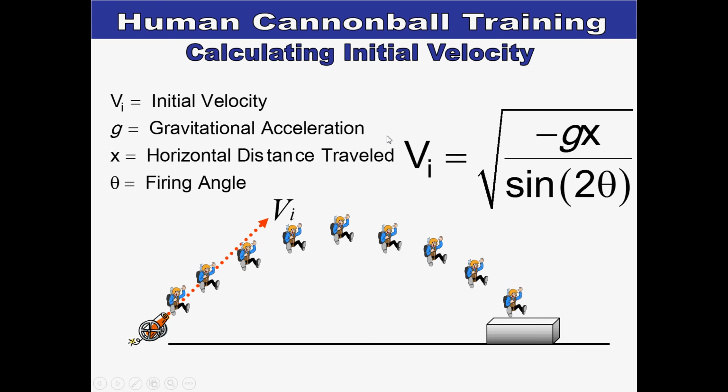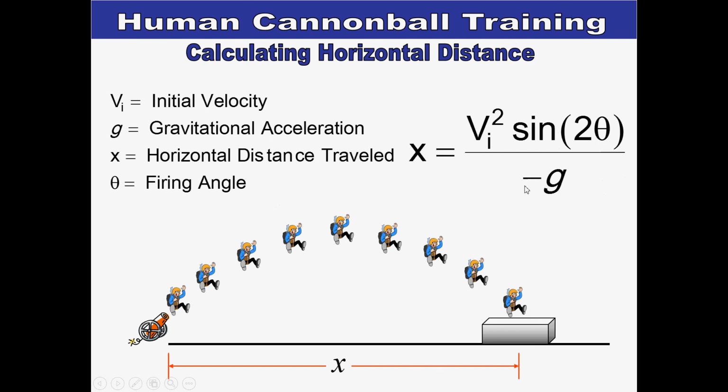The initial velocity is right here. So if I knew how far I wanted him to fire and I knew what angle the cannon was pointed at, I would plug those in. So here's the angle of the cannon. If the cannon was pointed at 20 degrees, I would say 2 times 20 degrees, and I'd have 40 degrees here, and this would be the sine of 40 degrees. And on the top, let's say we're measuring in feet, I'd have negative 32.2 times however far I wanted him to travel, take the whole square root of that, and I would find how fast he needed to be traveling coming out of the cannon.